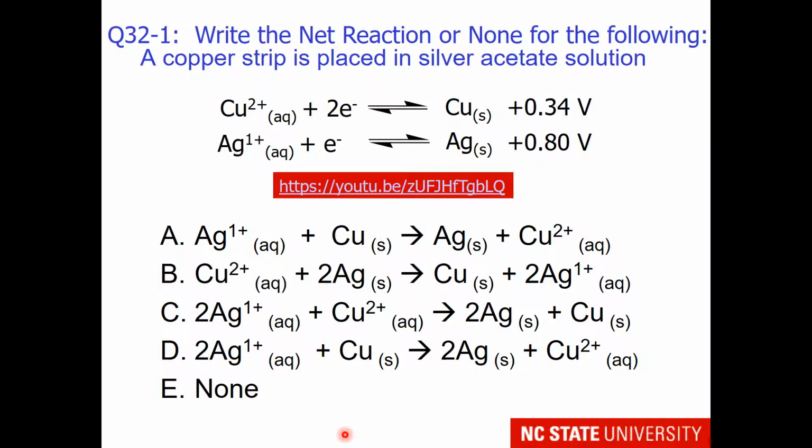So here is your sample question. Write the net reaction when a copper strip is placed in silver acetate solution. Silver acetate is, of course, this compound right here, and you won't find acetate anywhere on our redox chart. So we're just really concerned about the silver and the copper strip. Please follow the steps and then decide which is our net spontaneous redox reaction, if any. To help you decide if there is a reaction, please watch this.